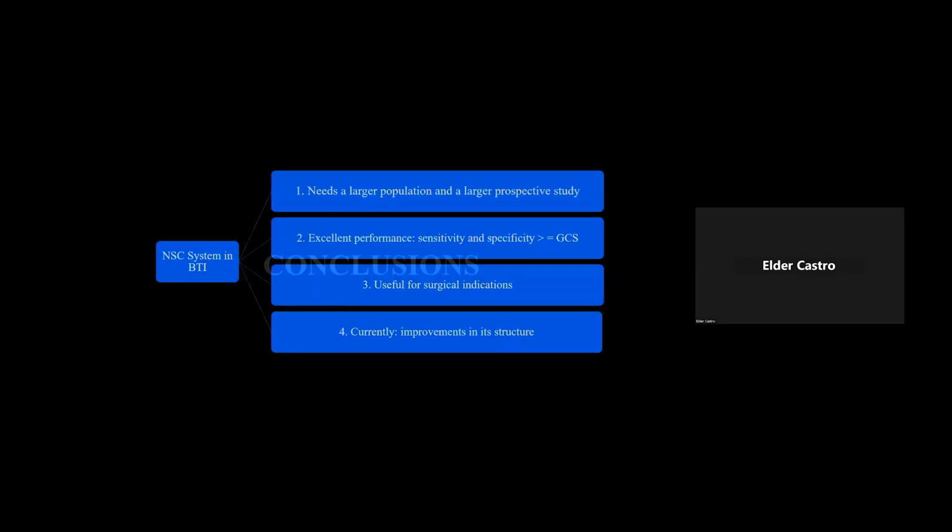Conclusions. The MINSA system for BTI needs a larger population and a larger prospective study. It had an excellent performance, better than Glasgow. It can be used for surgical indication, and currently its structure is being improved.